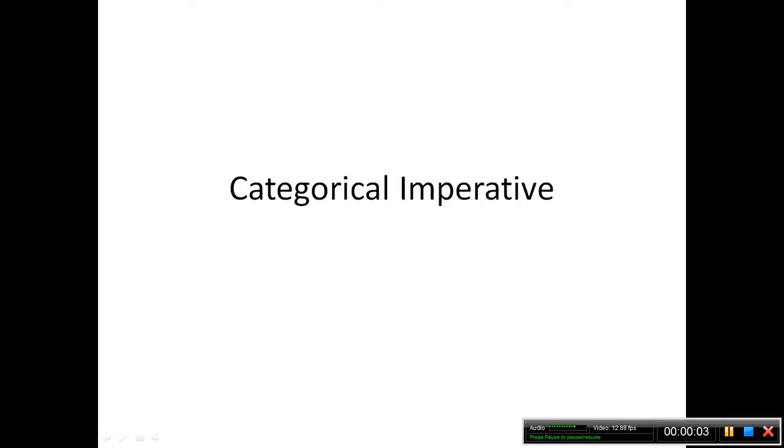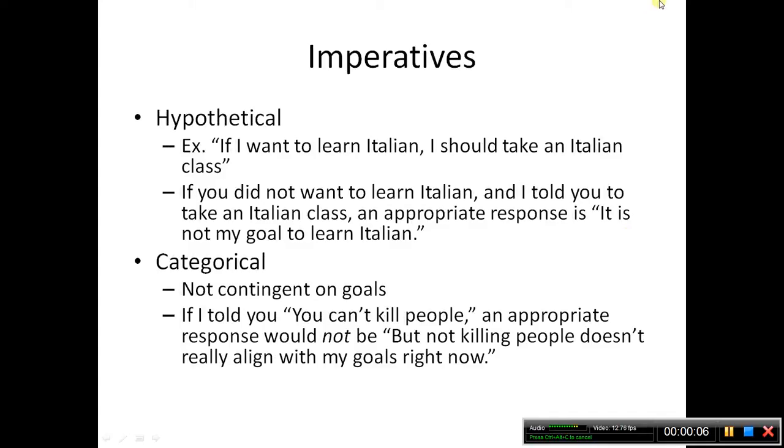Okay, so today we're going to talk about the categorical imperative. But first we need to understand something about imperatives generally. Kant thought that there were two types: the hypothetical, which is contingent upon agential desires. Basically, it says that if I want to do X, I should do Y. If I want to learn Italian, I should take an Italian class. And again, as I said, the thing about hypothetical imperatives is that they are contingent on the goals of agents.